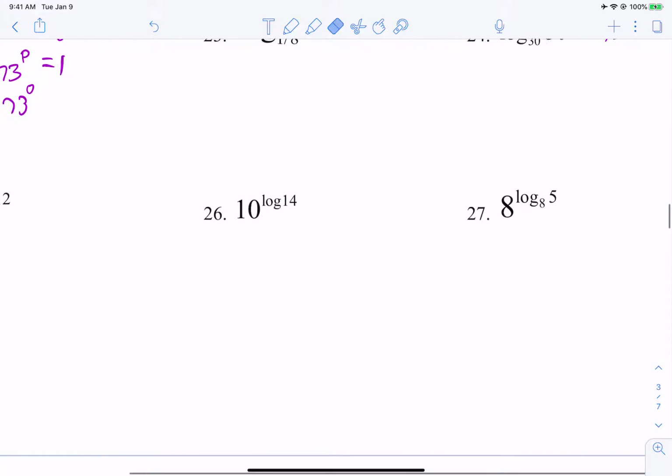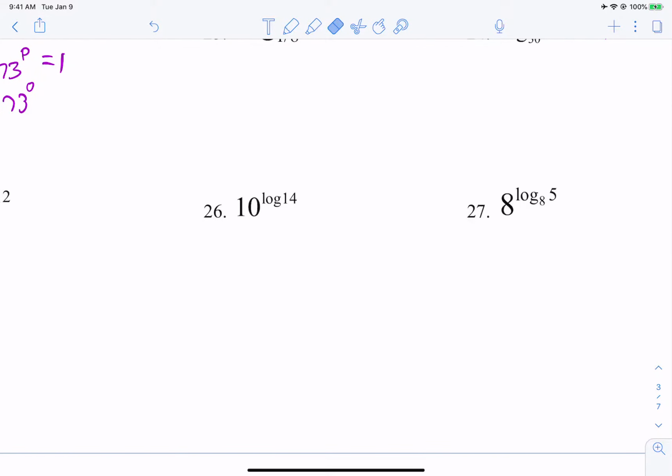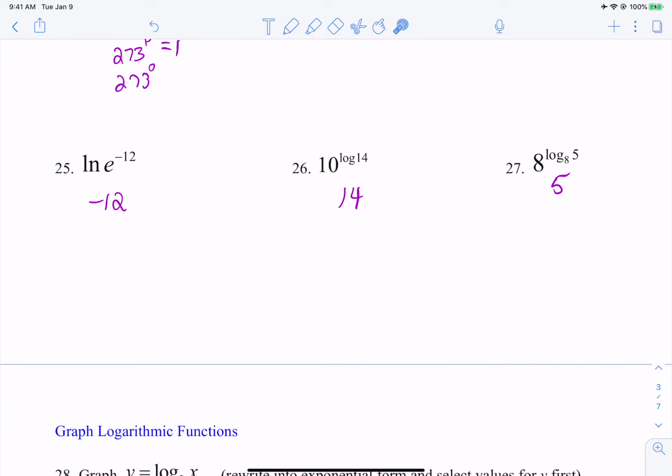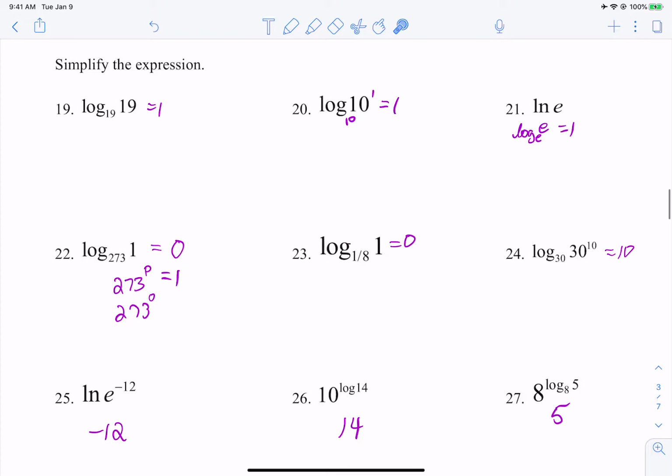26 and 27 are both that kind of strange example I was talking about. So these match kind of in the opposite direction. So that is a 14. These match in that opposite direction. So the answer is 5. So kind of neat. Any questions about 19 through 27?